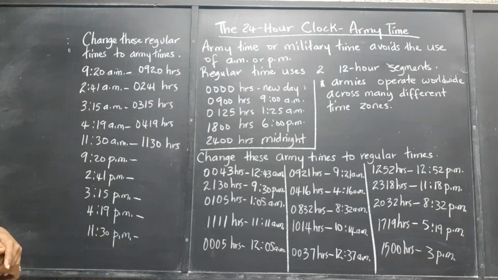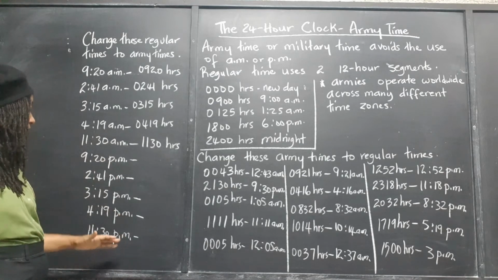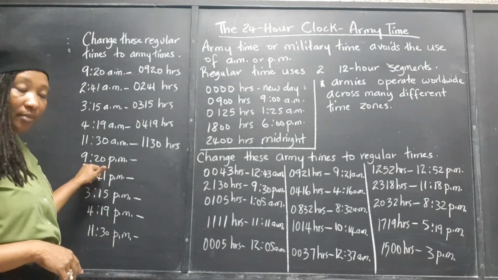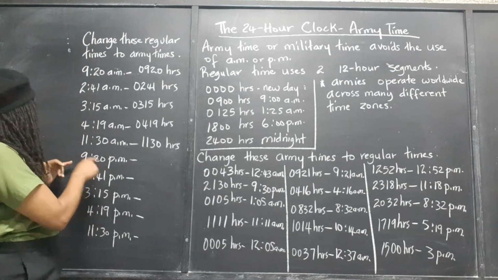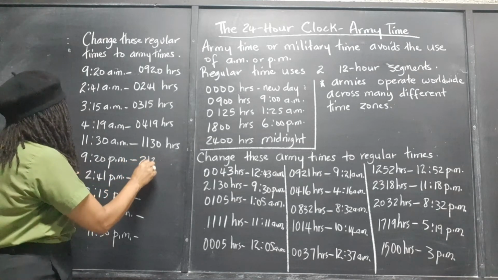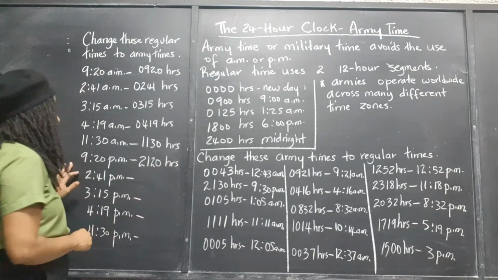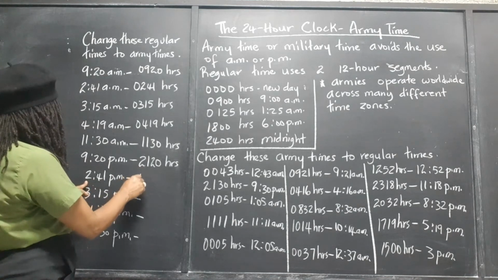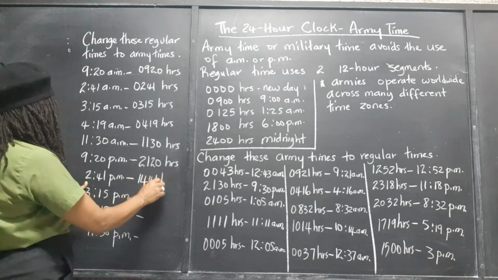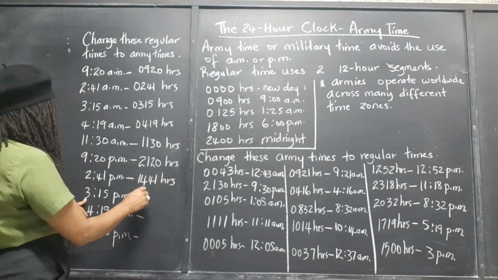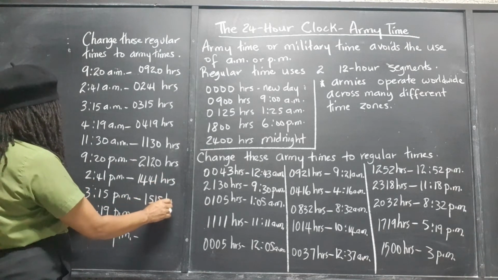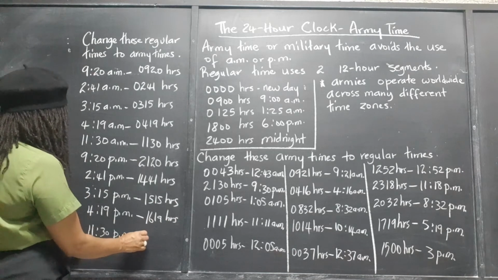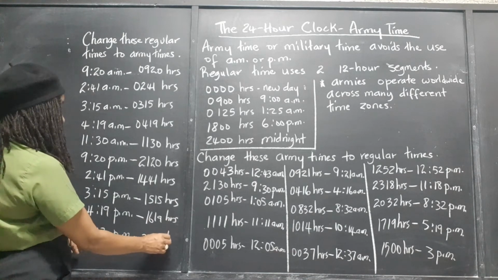1130 hours. Now these are p.m., so we're going to be adding 12 to the hours. Add 12 to the hours, so 9:20, 9 plus 12 is 21, so that's 2120 hours. 2:41, adding 12 to the 2, that's 1441 hours. 12 plus 3, 15. 12 plus 4, 16. And 12 plus 11, that's 2330 hours.